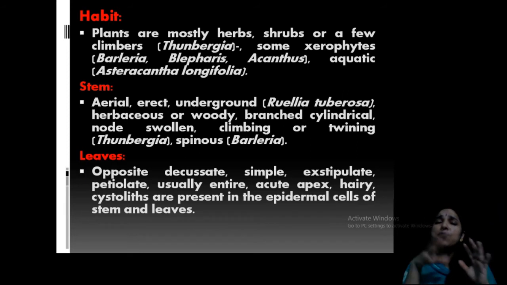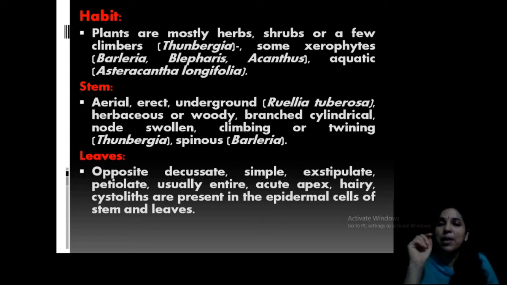Most of the plants of this family are herbs and shrubs; trees are rarely present. One climber is present, that is Thunbergia, the large violet-flowered climber that is present in our campus also. Xerophytic plants are there, Barleria, Blepharis, etc. Only one aquatic plant is there, that is Asteracantha longifolia. You can see most of the plant names start with Acanthus or end with -thus, etc.